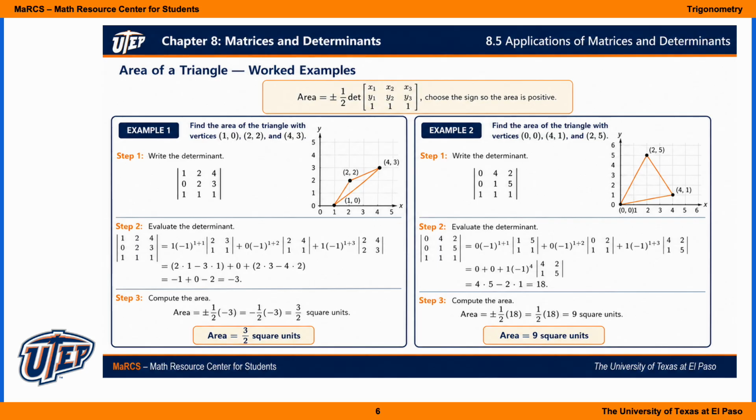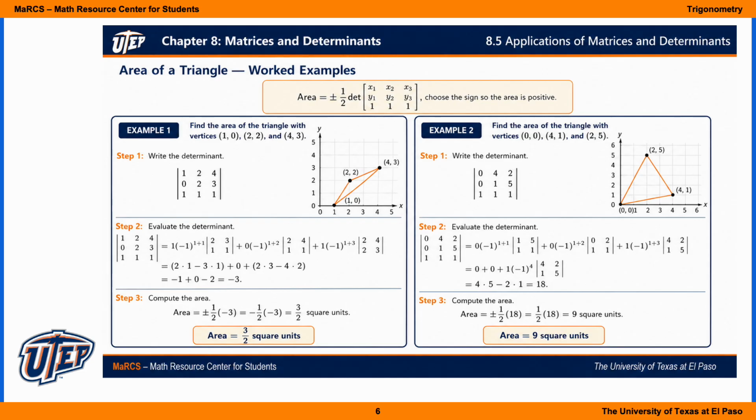Here we are told to compute the area of the triangle with the vertices (1, 0), (2, 2), and (4, 3). So our first row will be the x entries, so 1, 2, and 4. Our second row will be the y entries, so 0, 2, and 3. And our last row will be all 1s. So now we can find the determinant.